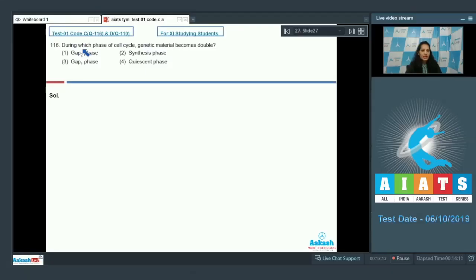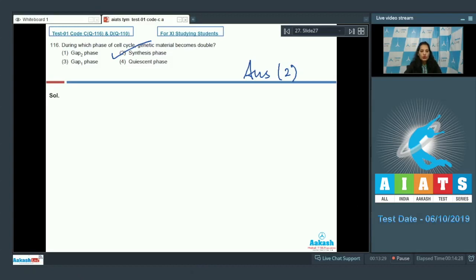Question number 116. During which phase of cell cycle genetic material becomes double? The genetic material means the DNA. In which phase does this DNA become double? In the synthesis phase. So the correct option for the given question is option number 2.